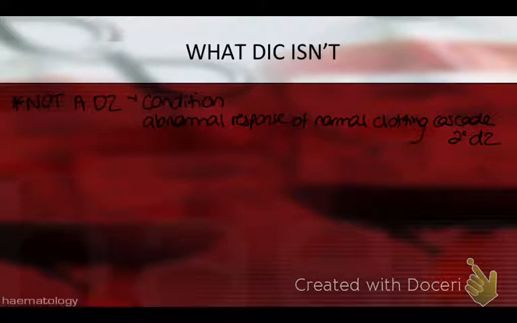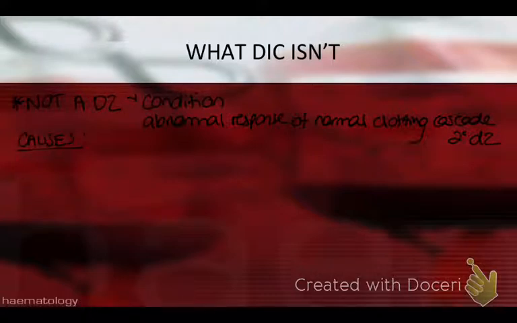So what isn't it? It's not a disease. Just like everything else we've talked about, it is a condition in response to something else. So an abnormal response of the clotting cascade, secondary to some kind of disease. So we cut ourselves, our clotting cascade goes into effect because we want that cut to stop bleeding. We clot and that's it.